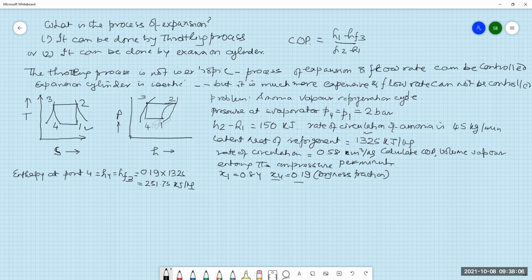First, it is given that the dryness fraction is at point 4. What is dryness fraction? Dryness fraction is the amount of vapor refrigerant present in the mixture of vapor and liquid refrigerant.